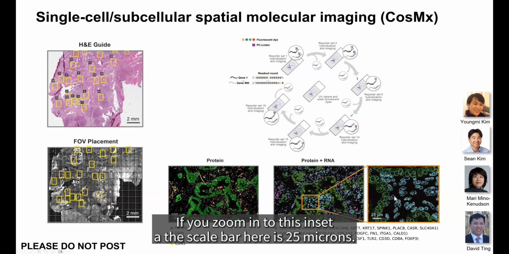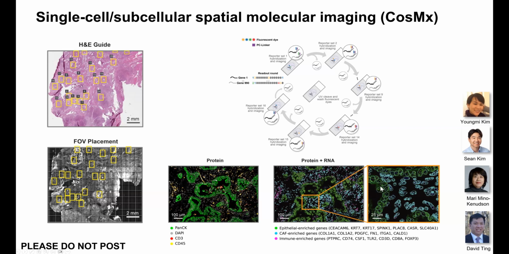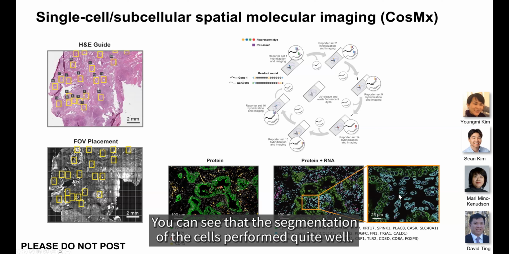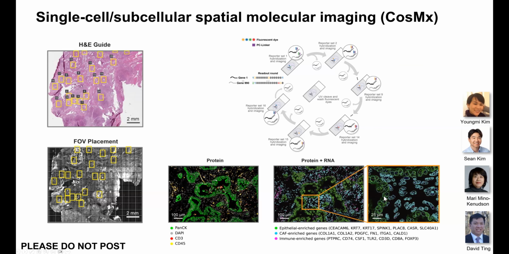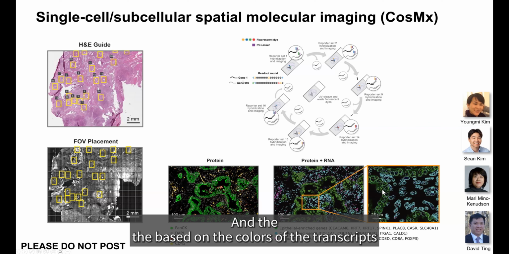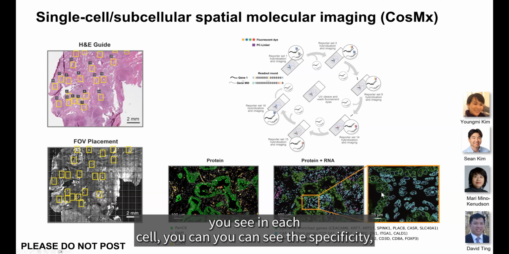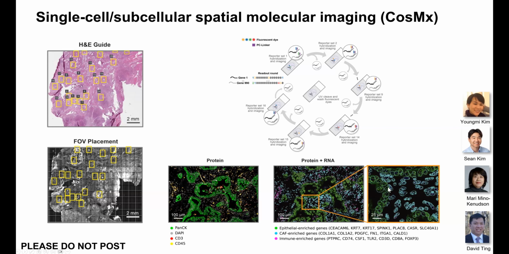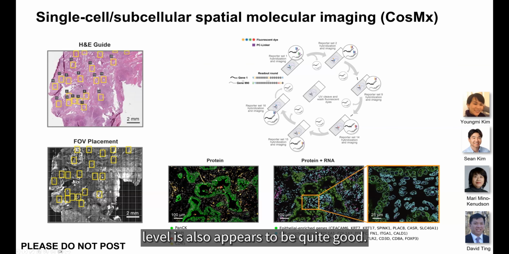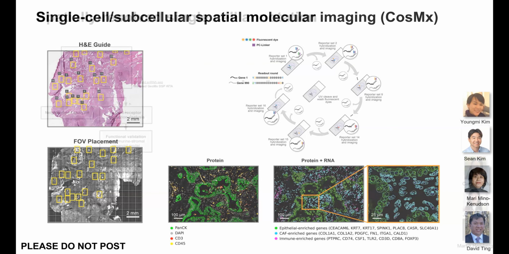If you zoom into this inset, the scale bar here is 25 microns. You can see that the segmentation of the cells performs quite well, and based on the colors of the transcripts you see in each cell, you can see the specificity. At least at this level, it also appears to be quite good.